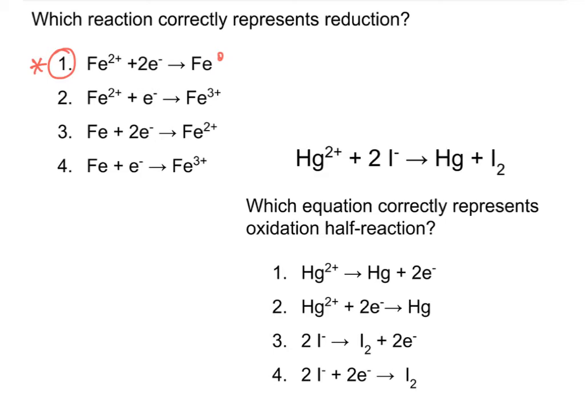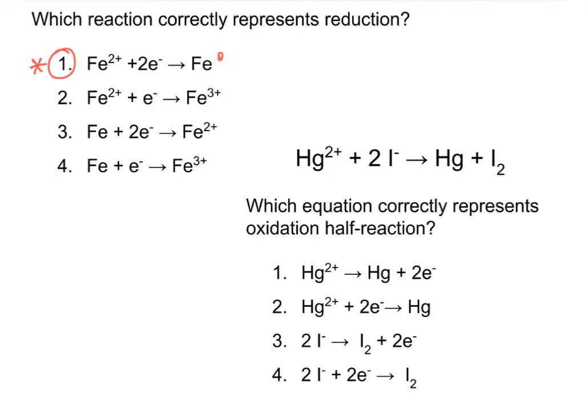But in answers 2, 3, and 4, we have a strange mismatch. Look, those irons in all of those examples accept negatively charged electrons, but strangely enough, their oxidation states are rising. They are going up instead of going down. That is not supposed to be happening.